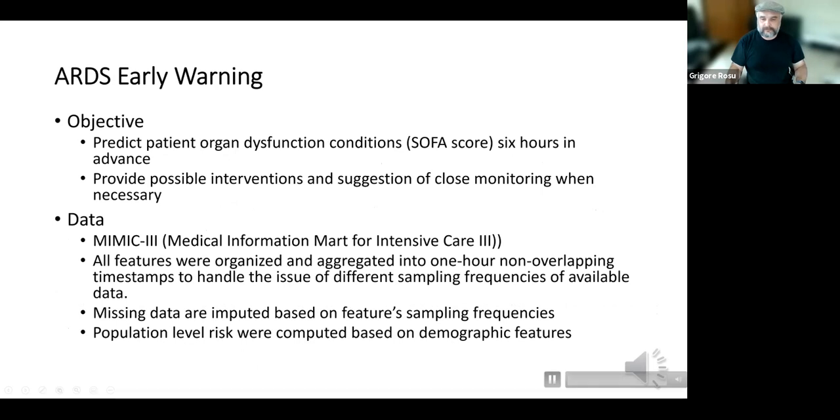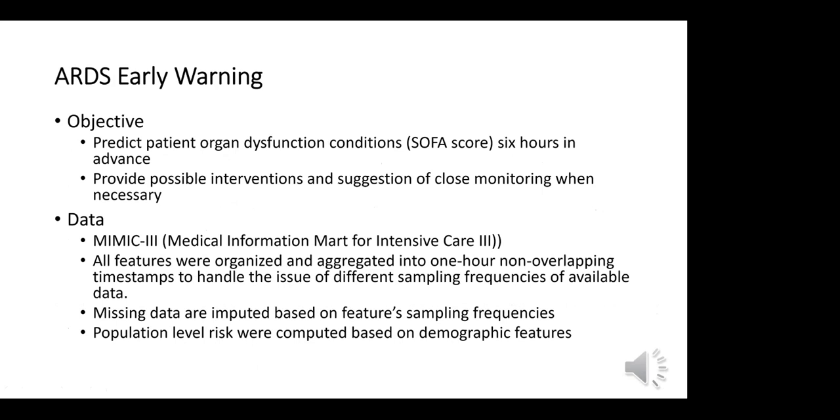For the early warning, we built a machine learning model that aimed to predict patients' condition 6 hours in advance. More specifically, in the case of ARDS, it will be predicting the SOFA score for the respiratory system of a patient. So this model helps the guidance system to provide additional possible interventions and suggestions of close monitoring when a patient has a high possibility of deterioration in the next few hours.